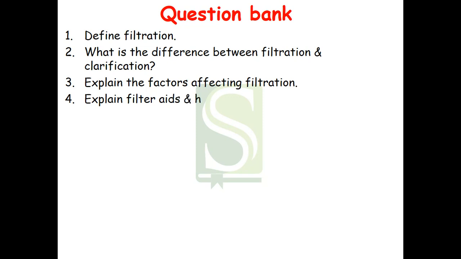The next question asked is about the filter aids. Explain filter aids and how are they used. So the basic use of the filter aid is that it avoids your filter medium from clogging or plugging, and also it forms a very porous cake which itself will act as a filter medium for the further process, right? Now, filter aids you can use in two ways. The first method is pre-treatment or pre-coating treatment, and the second method is body mix technique.